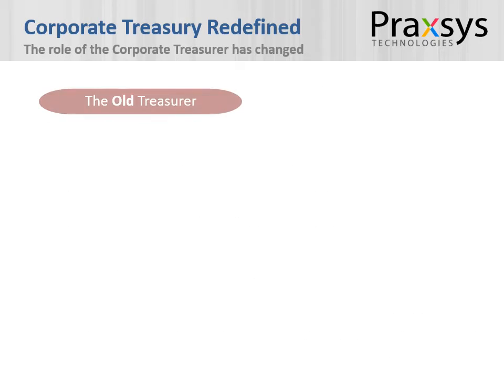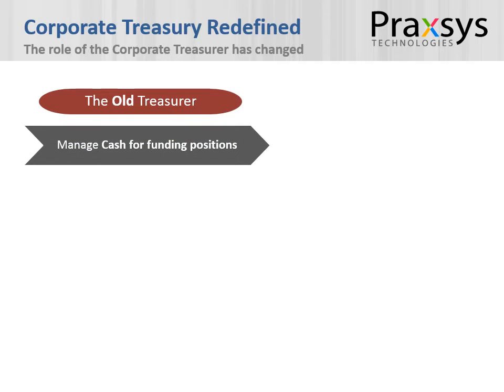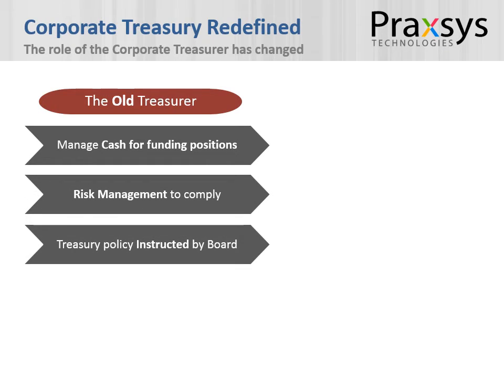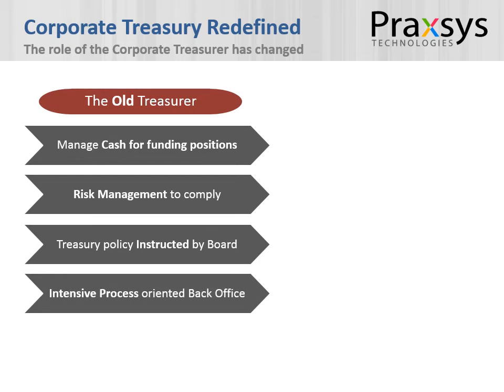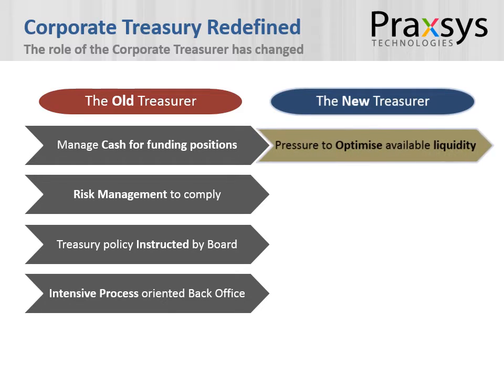Treasury used to be reasonably straightforward. Treasurers would manage and forecast cash positions, apply hedging and other strategies that were set out as part of the company's risk management policies. Back office would take care of the detail, and everybody would understand that the process simply took time. The Treasurer today not only has to worry about the cash positions and the forecasting, but needs to get as much out of the available liquidity as possible.